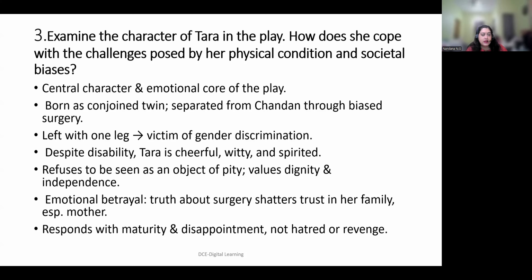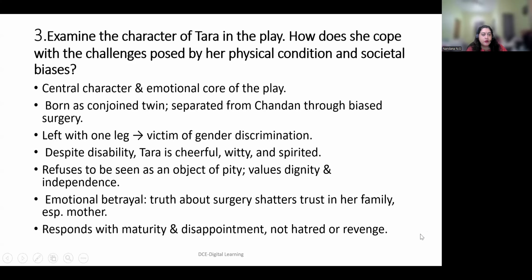Despite her disability, Tara is cheerful, witty, and spirited. She refuses to be seen as an object of pity, and values dignity and independence. The emotional betrayal: later, when she comes to know the truth about the surgery, it shatters the trust she had in her family, especially the mother, and she responds with maturity and disappointment, not hatred and revenge.